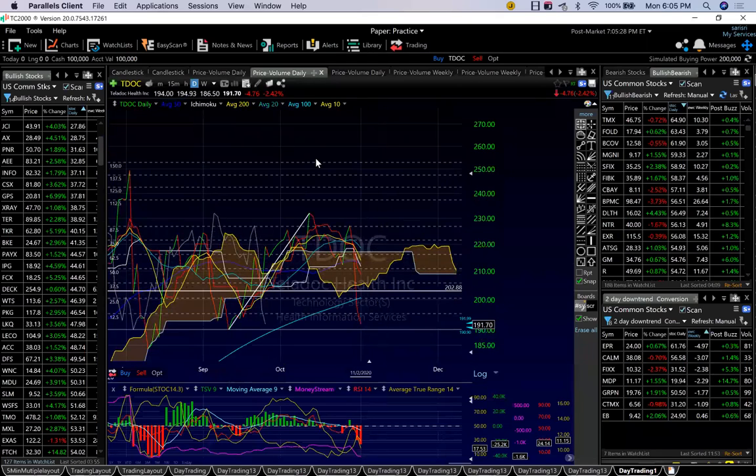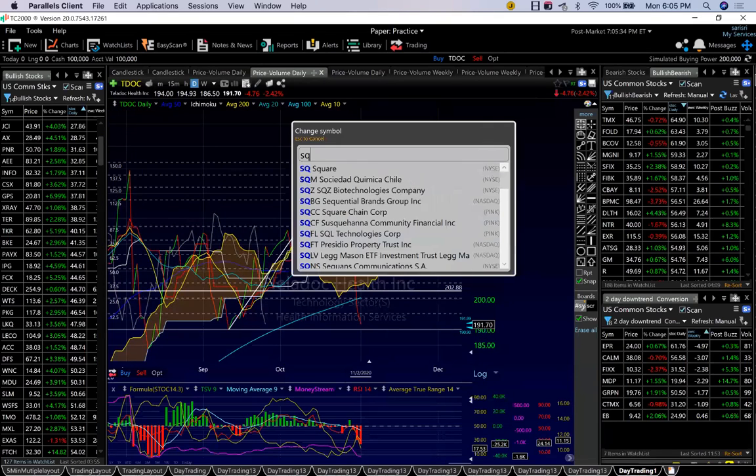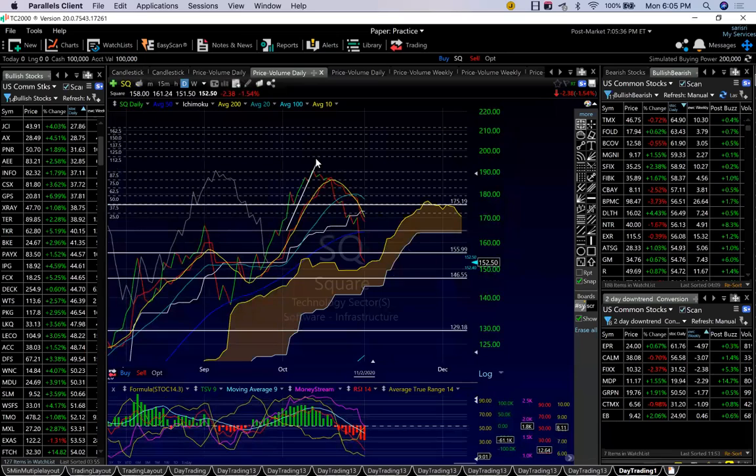Anything else, guys, that you want to look at? I would like to look at Square and Stamp. Both of them are coming up. Okay, Square. How does Square look? Let me talk. Square is definitely above the cloud.